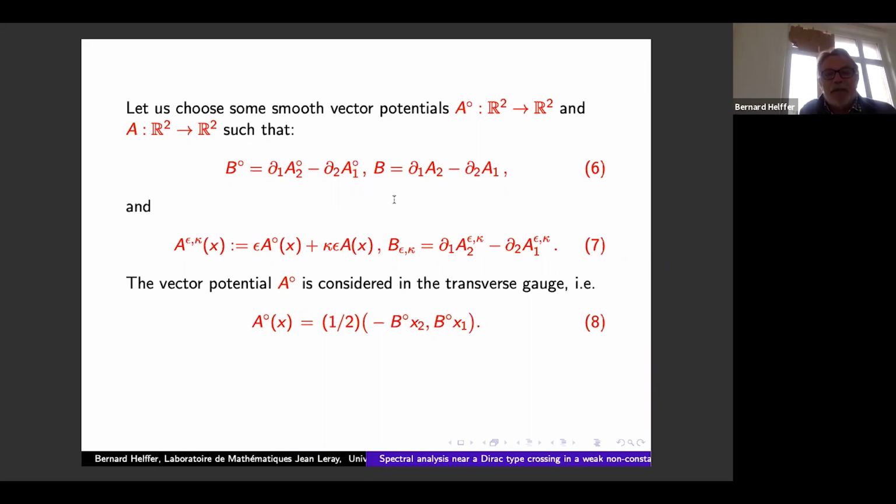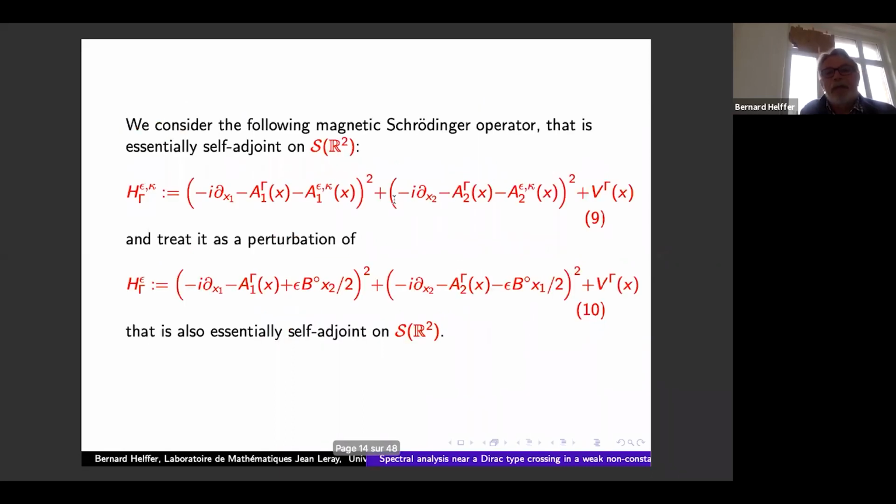Okay. And then here are the Hamiltonians I am considering. This is the standard magnetic Laplacian, which is the sum of the two terms, in R2, plus V_Γ. And we will treat it as a perturbation of this one, which corresponds to kappa equal zero.